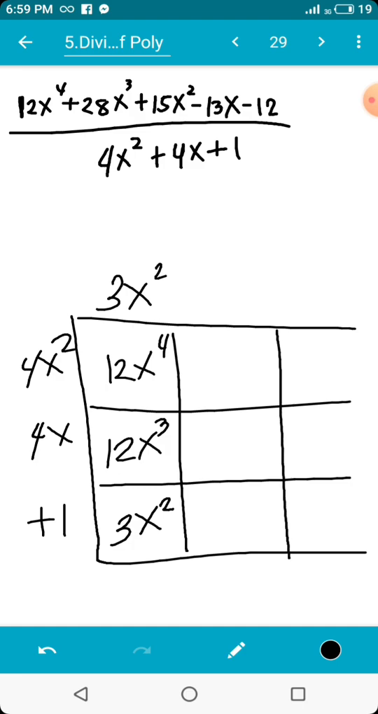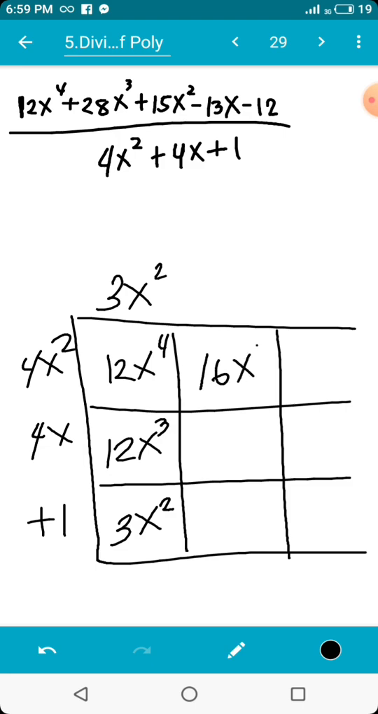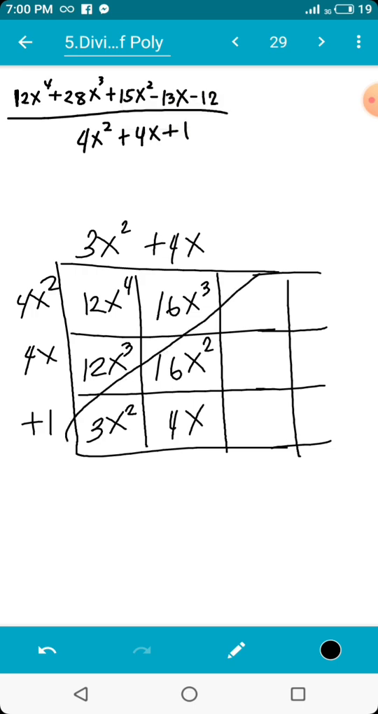Okay? Next, mag-isip tayo ng i-combine natin sa 12x cubed para ang lumabas ay yung second term na 28x cubed. And that is 16x cubed. Okay? So, divide natin to at saka to, and then we'll get 4x or positive 4x. Okay? And then multiply this one and this one, and we'll get 16x squared. Multiply this, and we'll get positive 4x. Okay? Next naman. So, mag-isip naman tayo ng i-combine natin sa 3x squared saka 16x squared para ang lumabas is yung next na term na 15x squared. Okay?